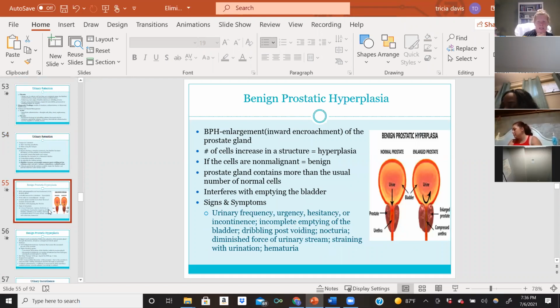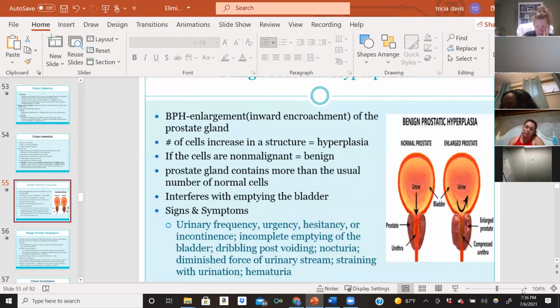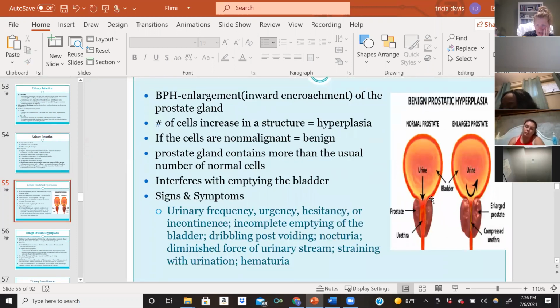All right, so benign prostatic hyperplasia, this is something that we see with men. It is an inward encroachment of the prostate gland. So you can see in the picture here, so here's the bladder, here's the prostate that surrounds both sides of the urethra. This is the normal prostate. Here, this prostate is enlarged and it's compromising that urethra. So this is your patient who has trouble starting a stream, trouble urinating, because there's not a lot of room for the urine to get through.